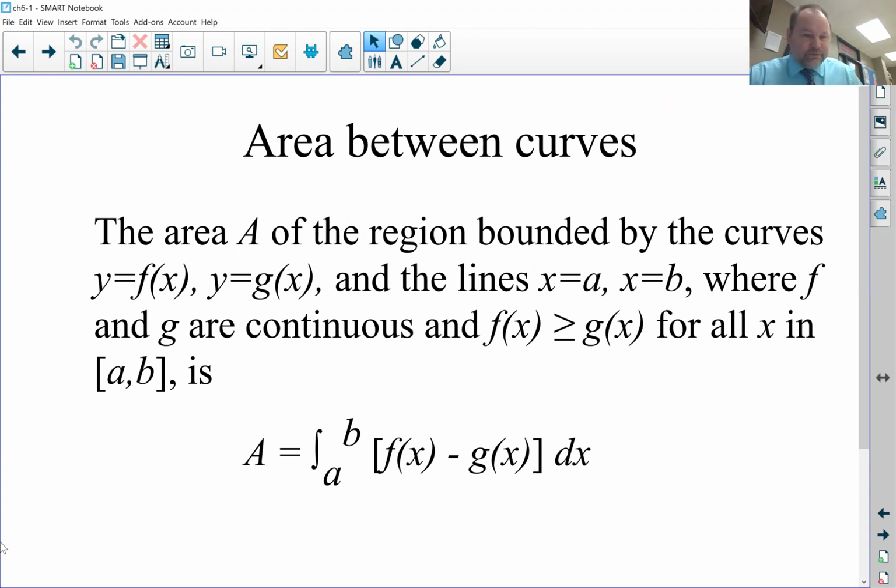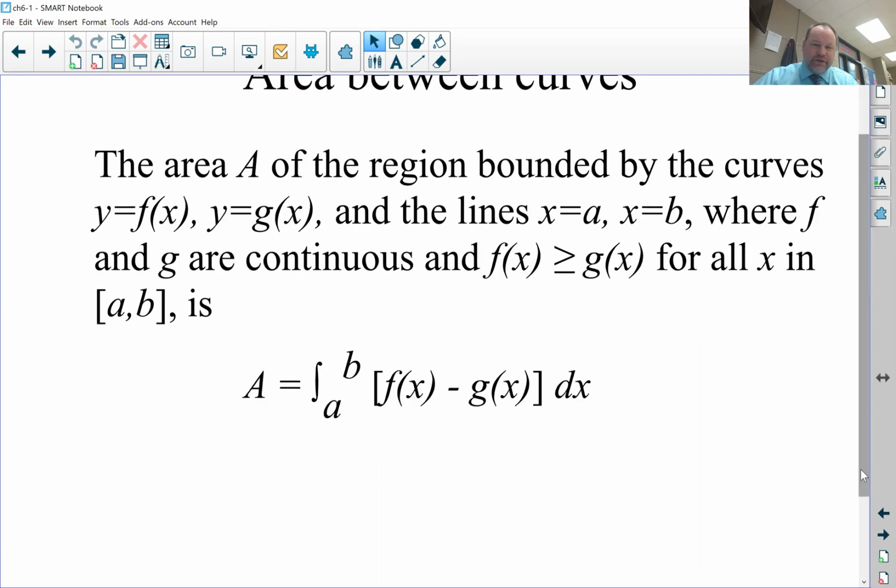So the area A of a region bounded by the curves y equals f of x and y equals g of x, and by the lines x equals a and x equals b, where f and g are continuous and f is always greater than or equal to g, then the area between those two curves is the integral from a to b of f of x minus g of x dx.